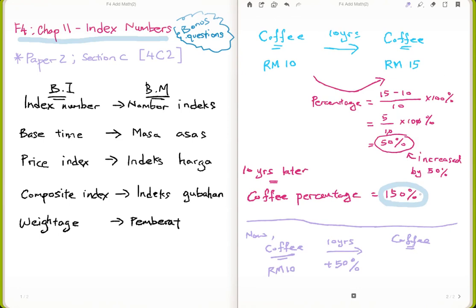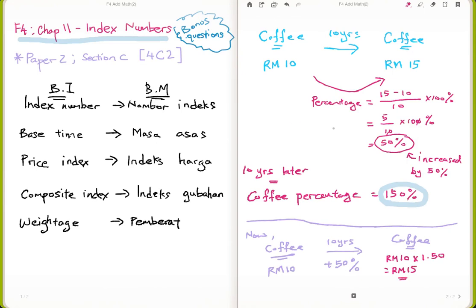Now what I'm going to propose here is not something new, it's actually the same here. If you were told 10 years later the price increased by 50%, all you need to do is you find out the initial. This is called the base time that you have, the price, and you times with 1.5. You would get the answer. That is 10 ringgit, or 15 ringgit. Right? Now this is what you need to learn.